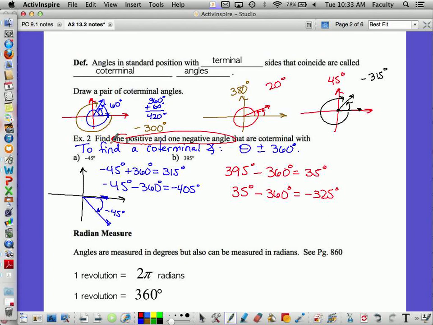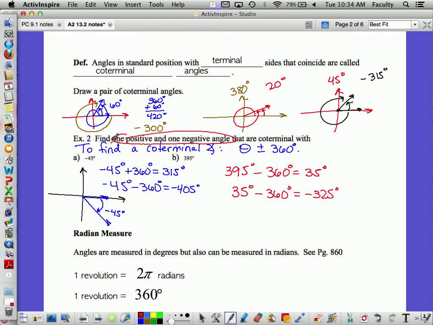All right, radian measure. Angles are measured in degrees, but they can also be measured in radians. What I want to point out to you is, do you know how you can measure distance in miles and you can measure them in kilometers? Those are two different systems of measurement. You have the metric system for kilometers and you have the U.S. customary system that would be miles. Well, we have a similar situation with the measure of angles. Angles are measured in degrees or radians, so you'll get comfortable with these this year and next year in pre-calc.